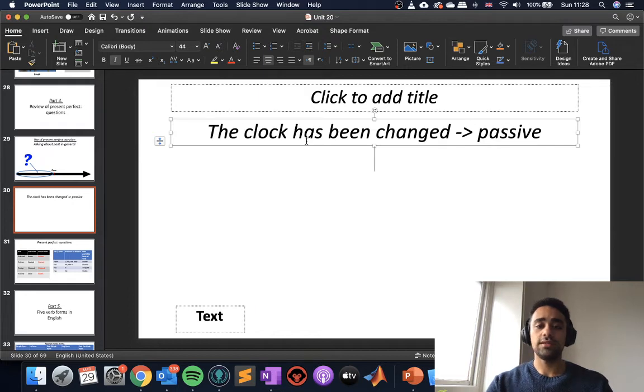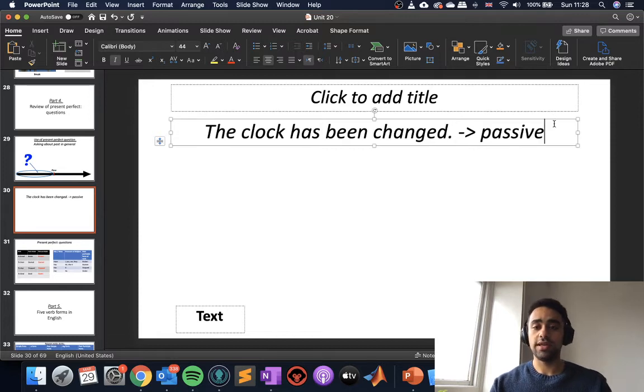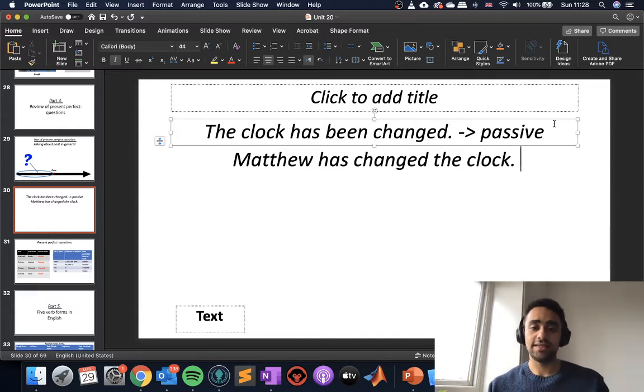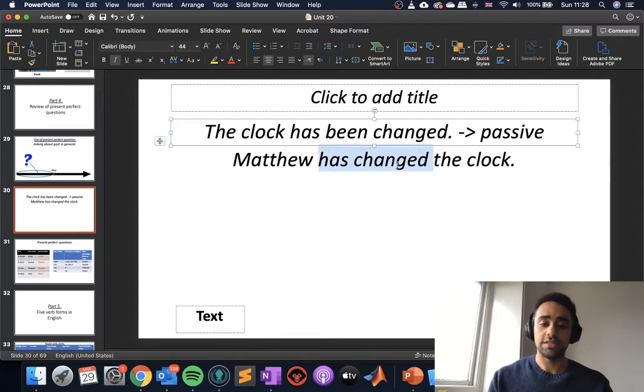I came in the morning, I looked at my clock in the living room and I saw that somebody changed it because the time changed. So the clock has been changed. Or I can say Matthew has changed the clock. I don't know when he did it. Maybe he did it an hour ago, maybe he did it last night, but I know that he did and it's still changed right now. Therefore, we're using present perfect.